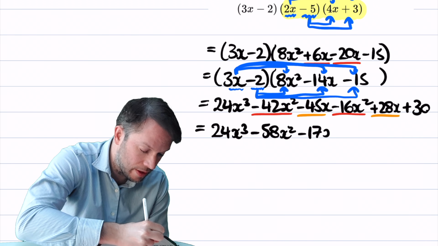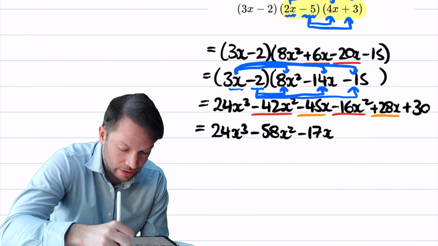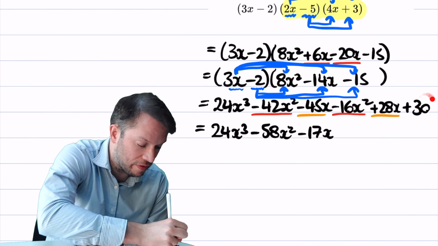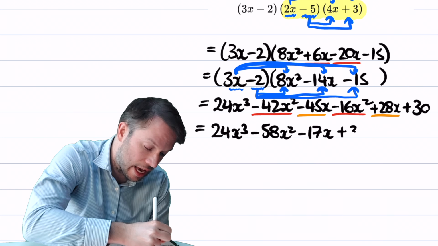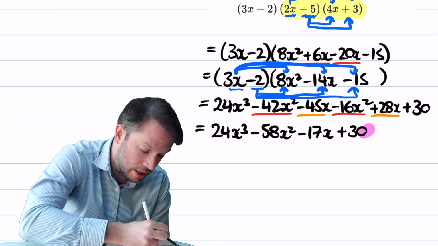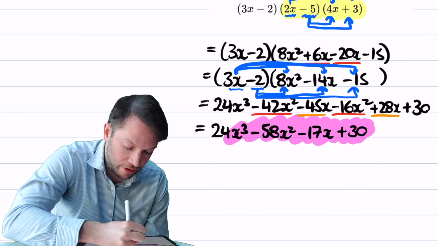And then finally, we've got this little constant term at the end, the term without any variables in it, just minding its own business. So we put that on the end. And that is the final expanded and simplified expression.